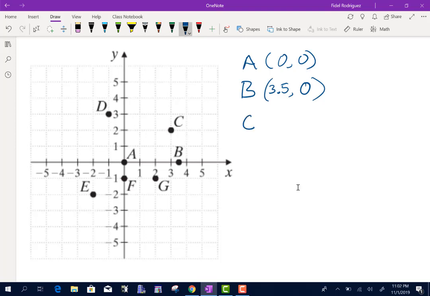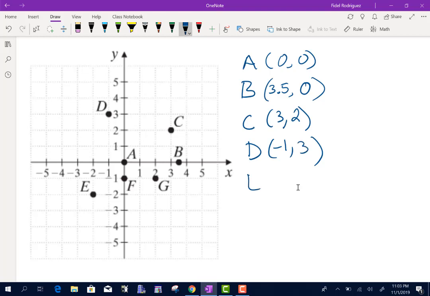Point C, remember, we're always going to go left or right first. So I don't want to do this and then that. I want to go right and then up. So we went to the right 3 spaces, and then we went up 2. Okay. D is in dog. So remember, always left or right first, and then up or down. So we're going left 1, so negative 1, and then up to 3. So negative 1, 3.